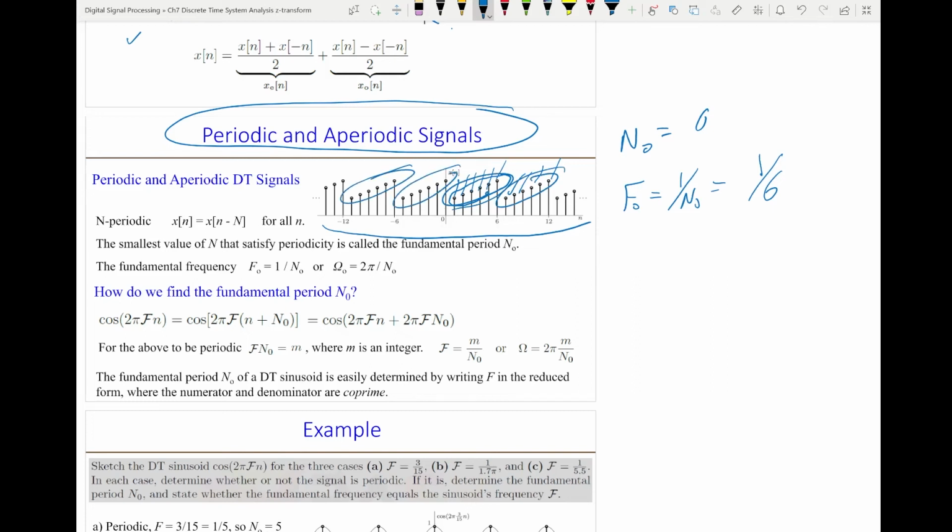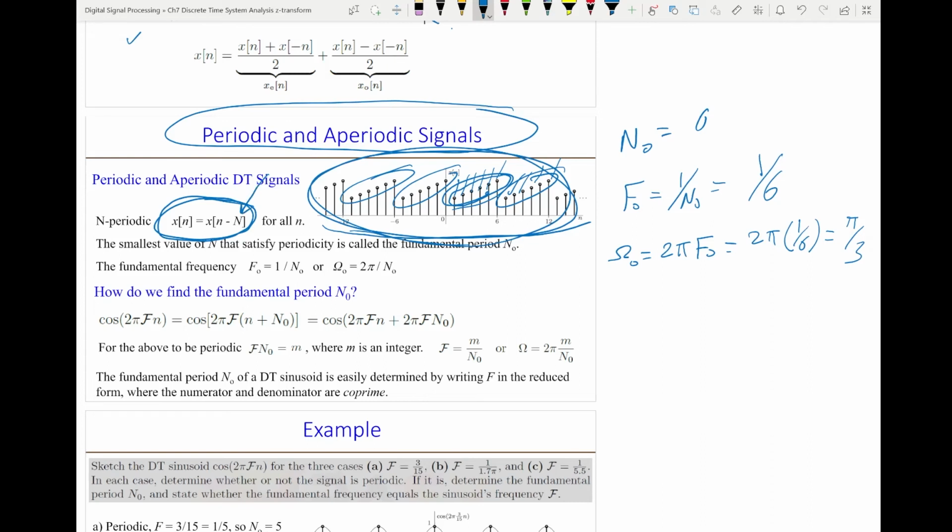And if I want to find it in radians per sample, then I say omega 0 is 2 pi F0. So that will be 2 pi times 1 over 6. That is pi over 3. So that is radians per sample. Now, if I don't have the graph to find the fundamental period and I have an equation, how do I find the fundamental period? So in general, if this condition is met, then we say x of n is periodic and the fundamental period is N.